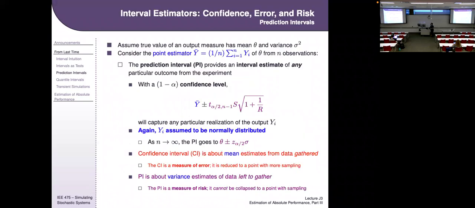Okay. The other interval we talked about was the prediction interval. This is less used, but I think just as important. A prediction interval is not about estimating a population parameter. It's about estimating a distribution, a real distribution from a system. So when I run a simulation, I'm going to get 10 samples out of my 10 replications, and those samples are going to have variance.